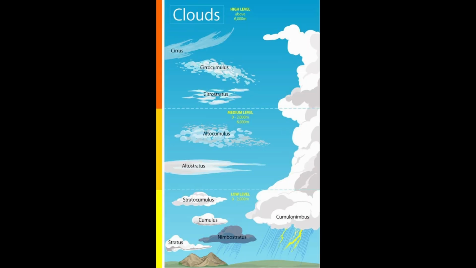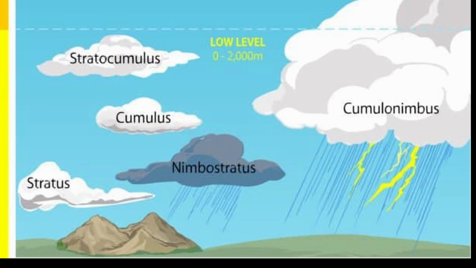Now, when it comes to low-level clouds, which can be found at the lowest part of the troposphere, these are the puffy-looking clouds, which you can see on fairer days and along with days where there are storms.